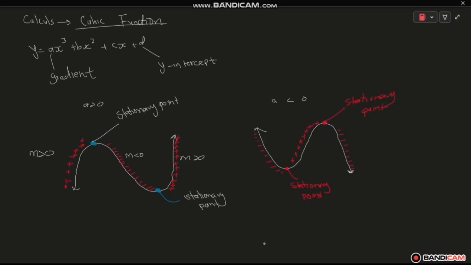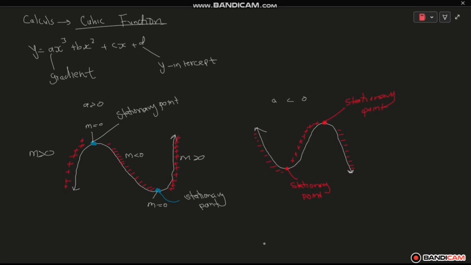But exactly in our stationary point, the gradient is 0. Why? Because it is not increasing or decreasing. I hope that makes sense. It is 0. It is in its equilibrium. Then even here, gradient is 0. I hope it makes sense.